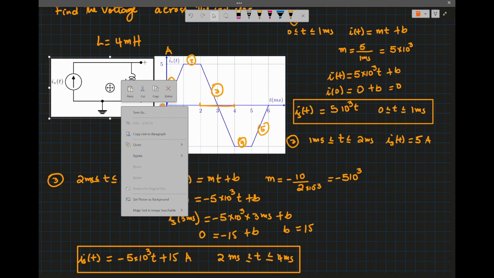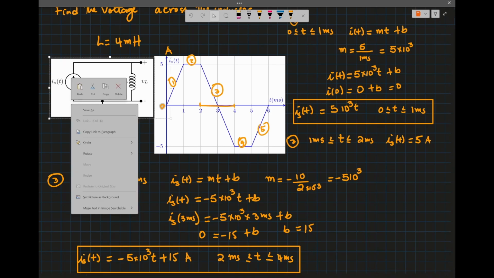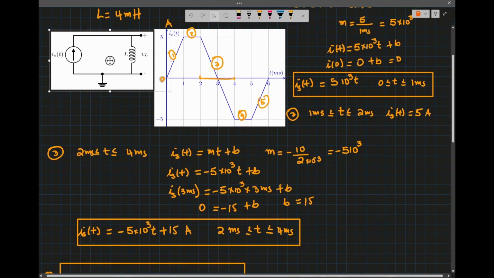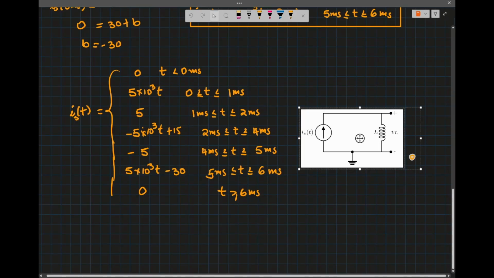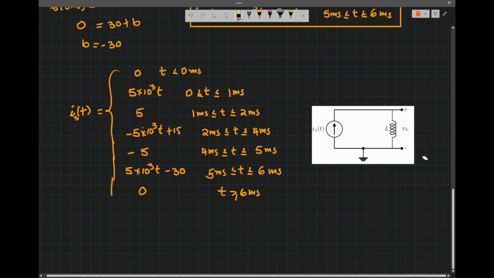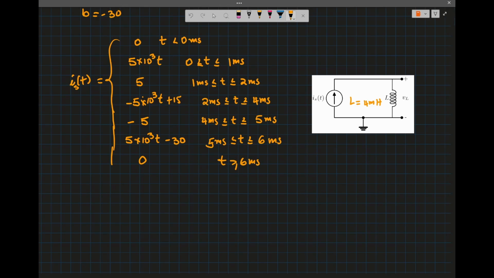All right, so let me copy that. I'm just gonna copy this, and that's what we apply to this network. Okay, so that's the current. Now we want the voltage, and we know the inductor value, L equal to 4 millihenry. So we know that the voltage across the inductor, v L of t, is L times the rate of change of the current through the inductor with respect to t.